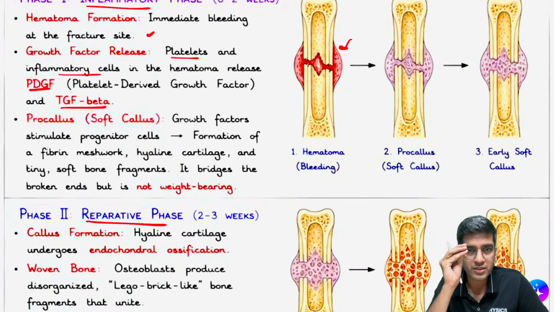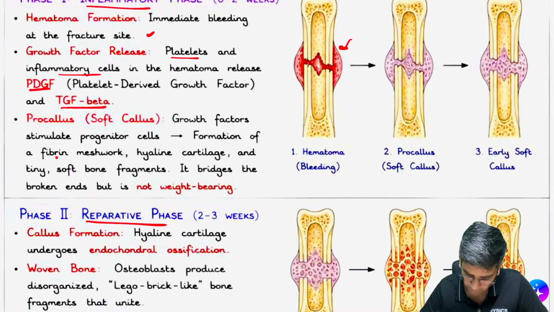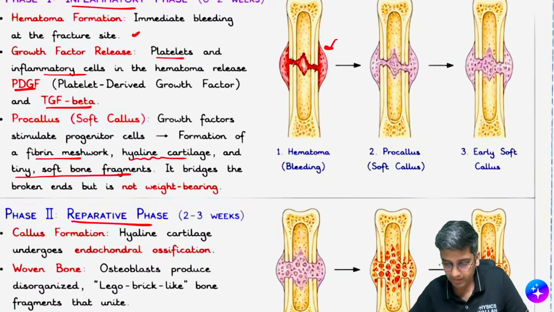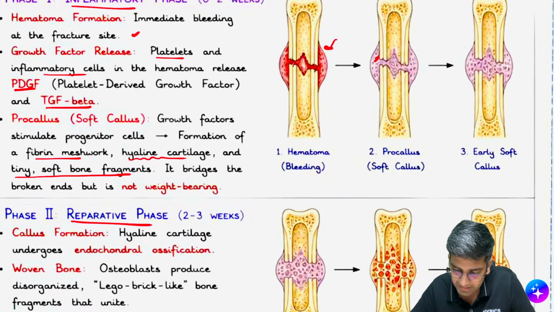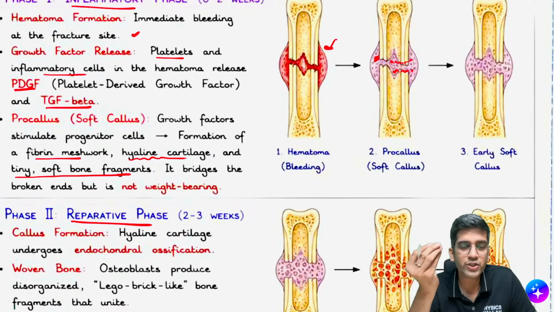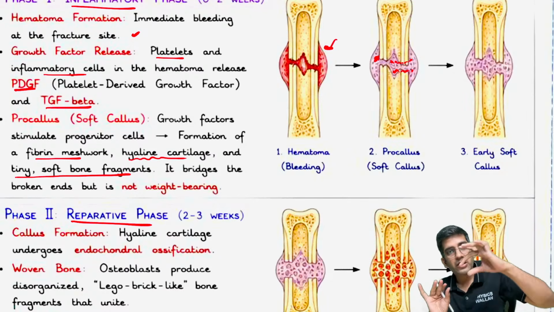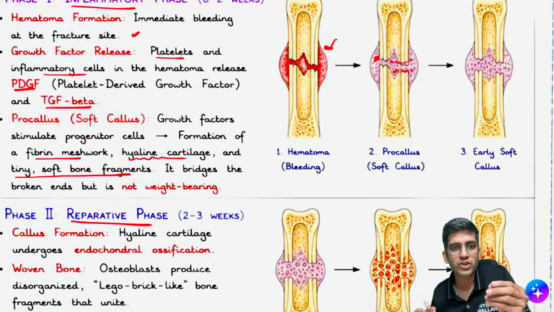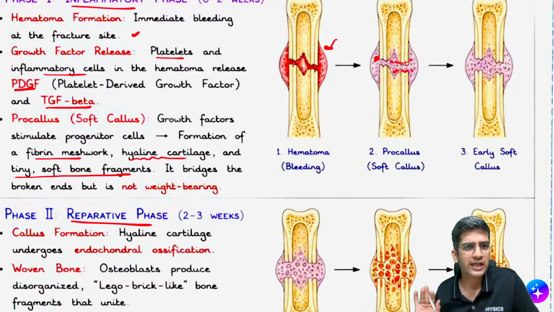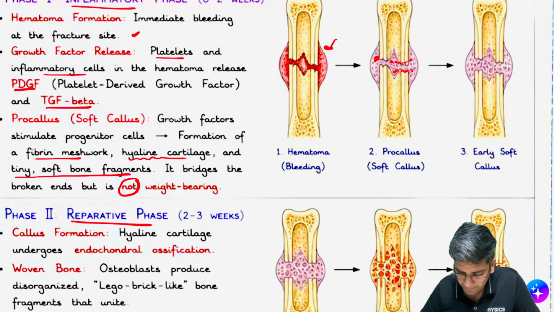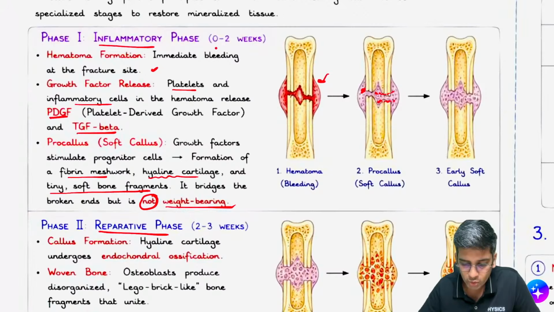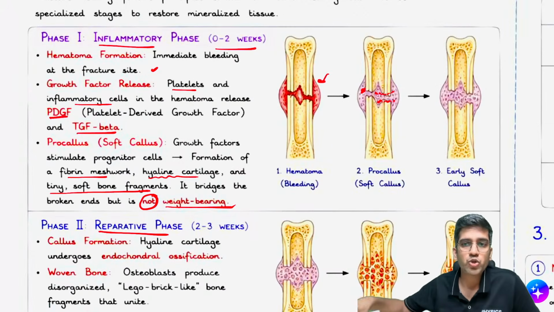These growth factors will stimulate the bone progenitor cells, which are stem cells in the bone, right? And they'll form a fibrin meshwork, tiny hyaline cartilages, and tiny fragments of bone. This is your procallus. From this part, I'll start forming a little bit of hyaline cartilage, broken tissues, and fibrin meshwork, which will bridge the tissue. We call it a procallus, or an early soft callus formation. In this time, there's no weight bearing. 0 to 2 weeks, even if you have a broken bone, you should not bear weight there.